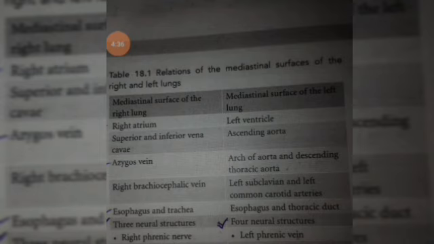So if we come here, we have the arch of the aorta already, and then the descending thoracic aorta. I told you all these things are on the left side, so they should be related to the left mediastinal surface of the lung. Just left. Then the esophagus and trachea. In this case, the esophagus and the trachea. The esophagus is just this big structure.